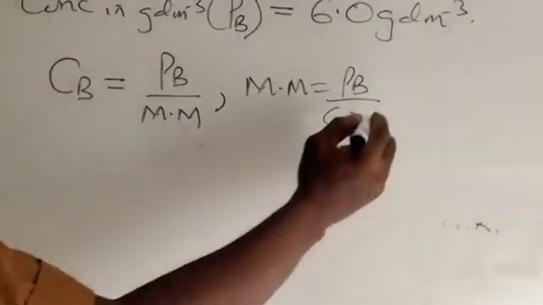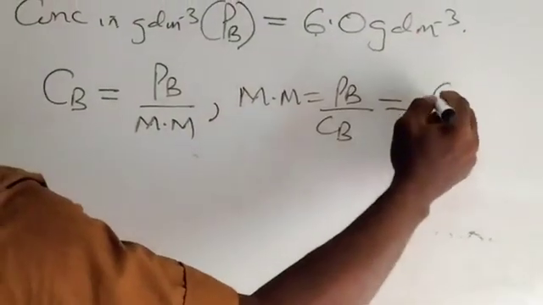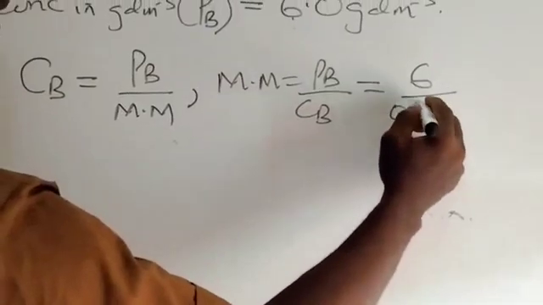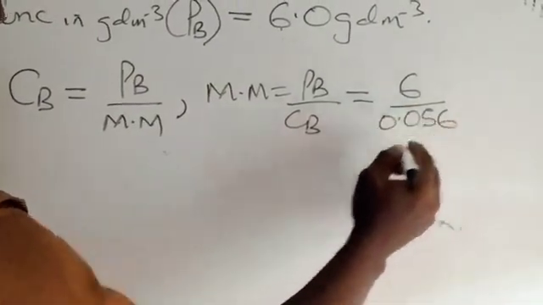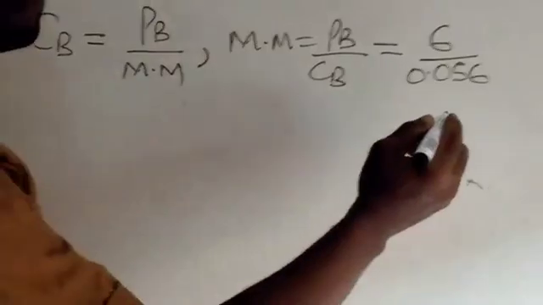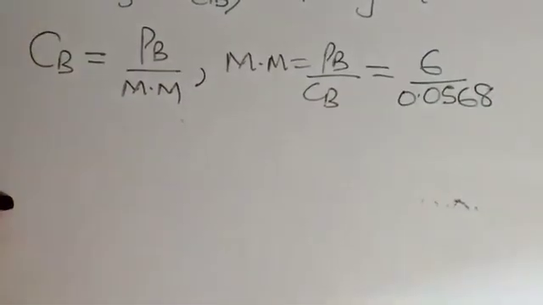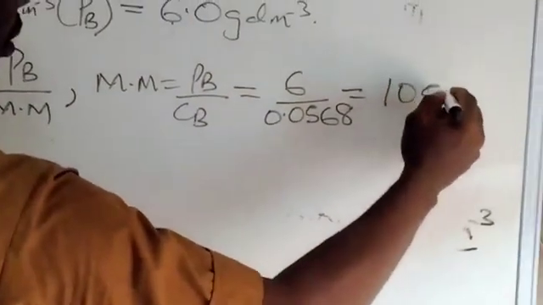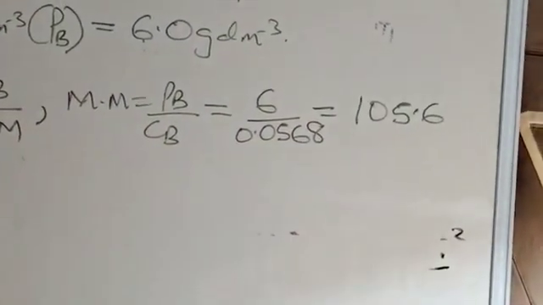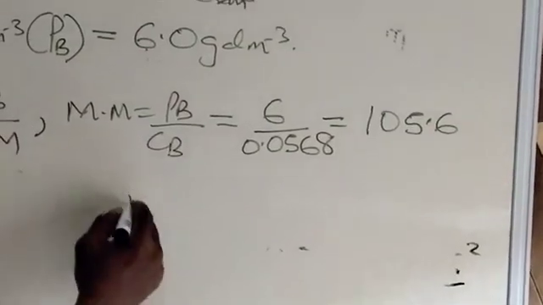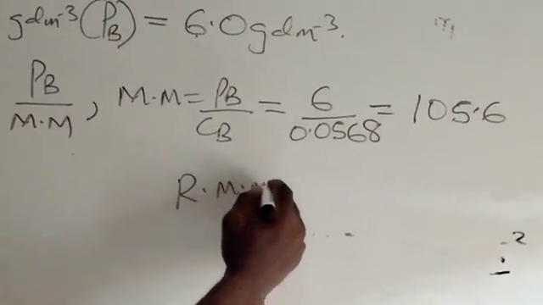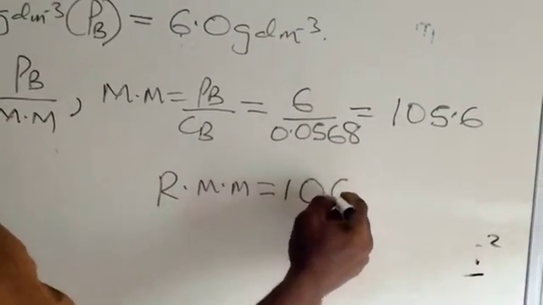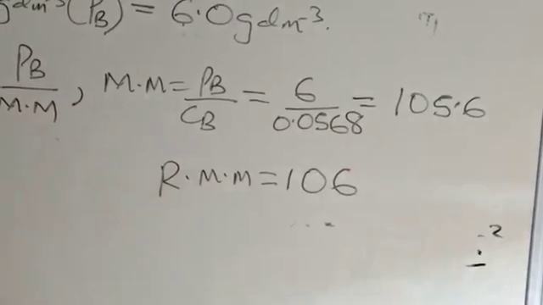So our mass concentration is 6, while the concentration in mole per dm cube, which we got in question BI, is 0.0568. So when we divide 6 by that, we have 105.6 as the molecular mass of this substance. Since our final answer should be kept in 3 SF, 105.6 gives 106. Since it's relative molecular mass, it has no unit.